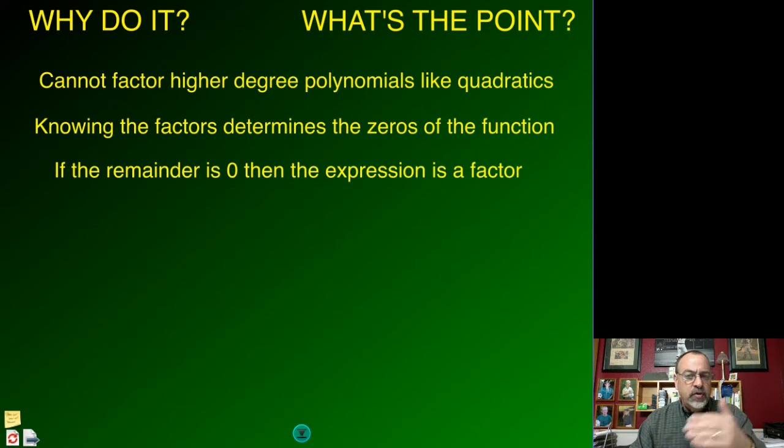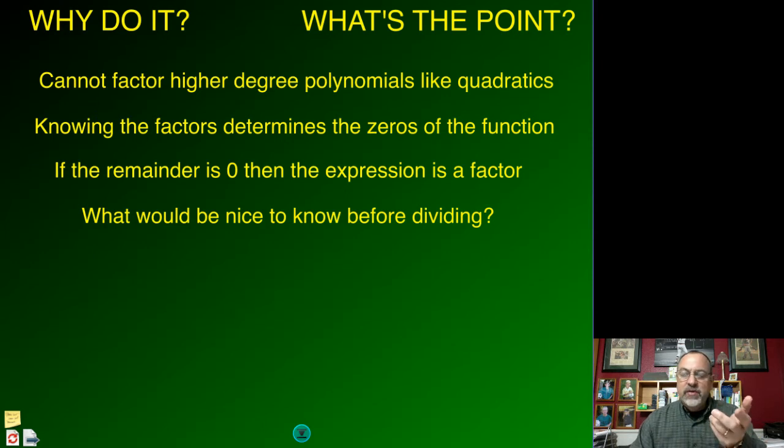So when we go through the whole division process, the reason we do it is we want to know what the remainder is, because if the remainder is 0, we know we have a factor, which we can then figure out the zero from. And if the remainder is not 0, then we know that that's not a factor. Okay, so what do you think would be nice to know before we even started to divide? Wouldn't it be nice to know what the remainder is going to be before we go through the whole process of dividing? I mean, wouldn't it be nice to know that this is a factor, because I know I'm going to get a remainder of 0 before I even go through the whole process? That would be nice to know.